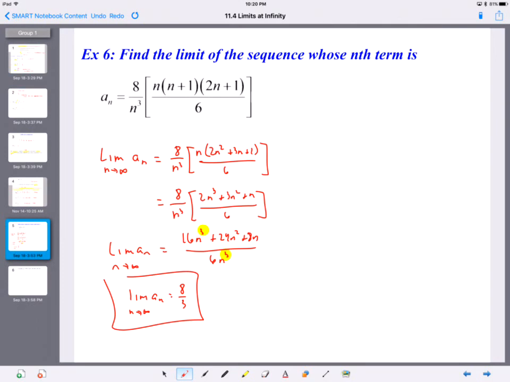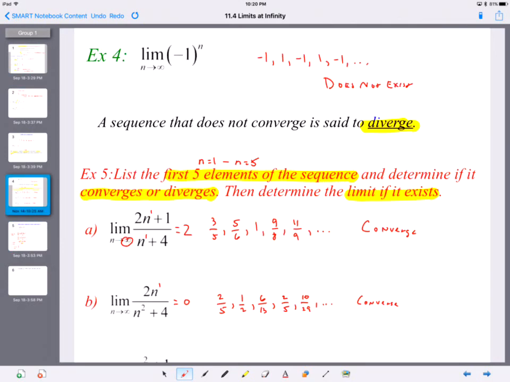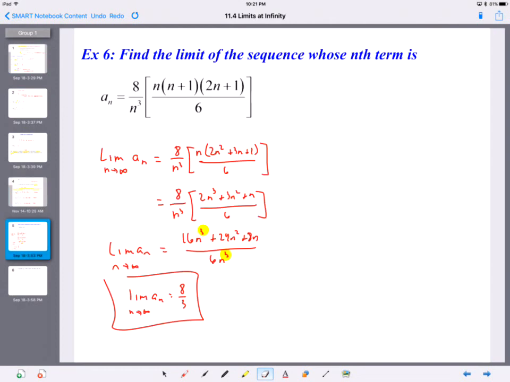Now remember, even though we're doing sequences, you can still plug these into your calculator. As n gets really large, you'll just have to put in a really large value. That's more to help you check them. But I still want you to look at these algebraically as to what that horizontal asymptote is.